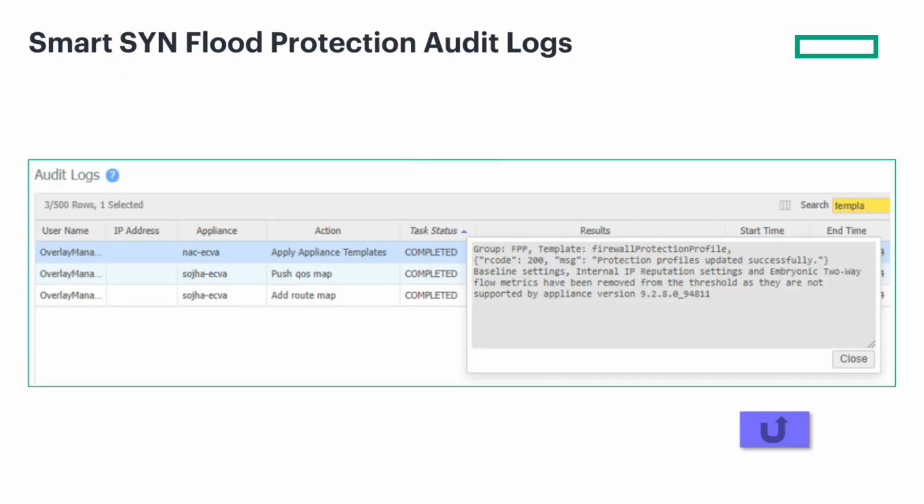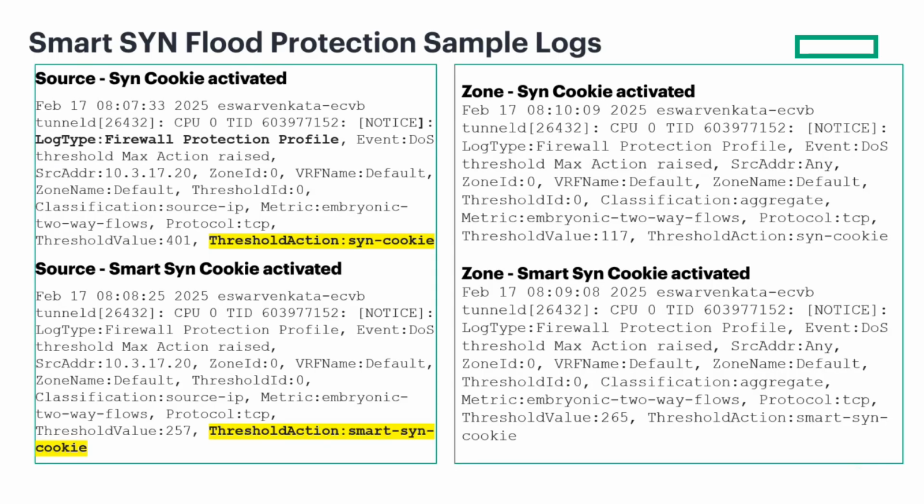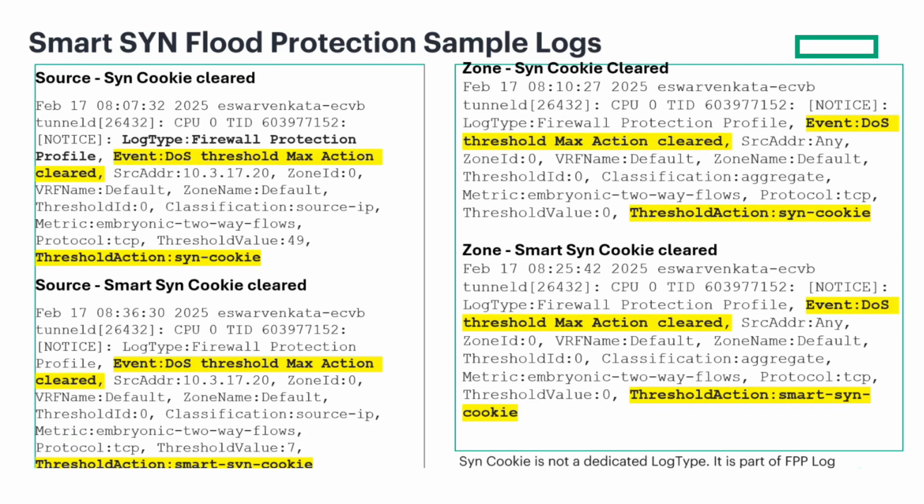Internal IP reputation settings and embryonic two-way flow have been removed from the threshold as they are not supported on the appliance. On the logging side, there are two broad sets of logs. When SYN cookie is activated, it says SYN cookie activated, and that's done for both source side and zone side. And then we also generate logs when SYN cookie is cleared. It calls out DOS threshold max action cleared. So when the max action SYN cookie clears off, you will see an FPP log generated. And this is done for both source and zone type classification.